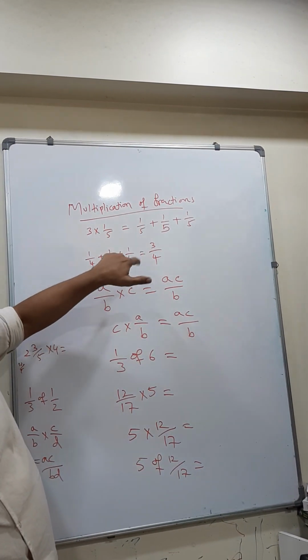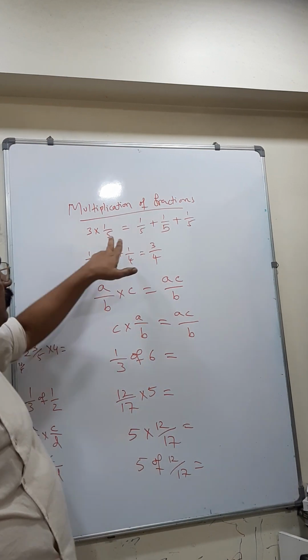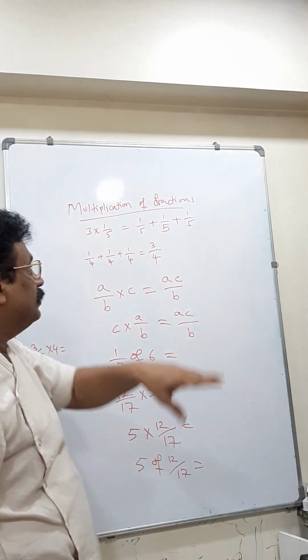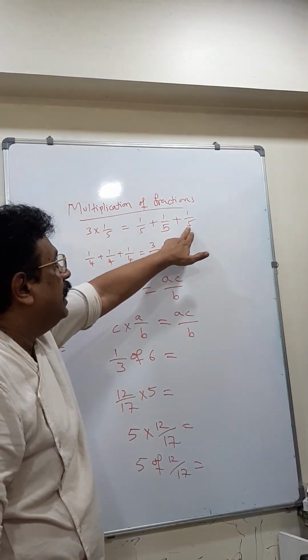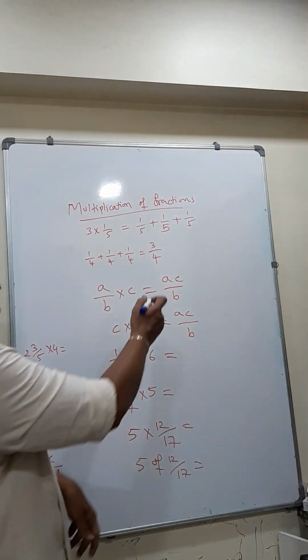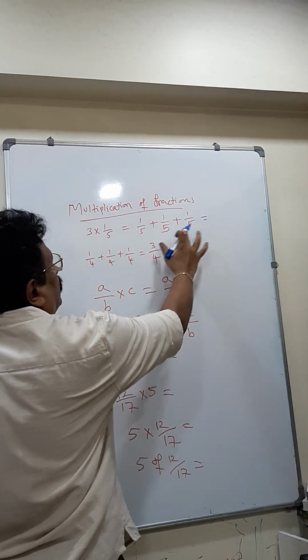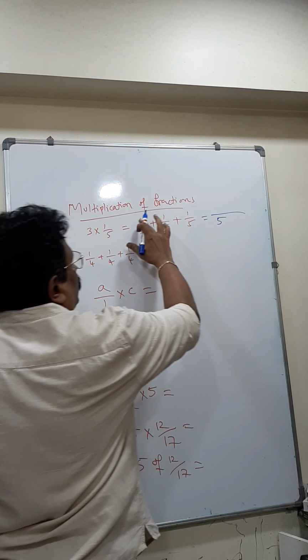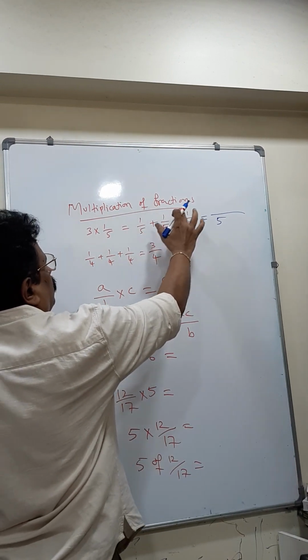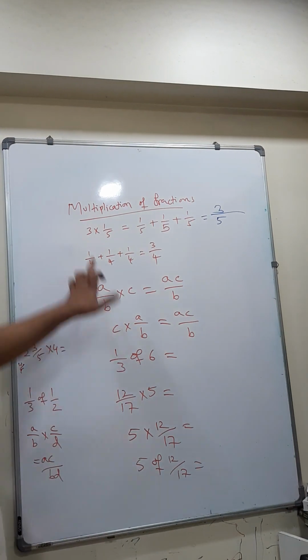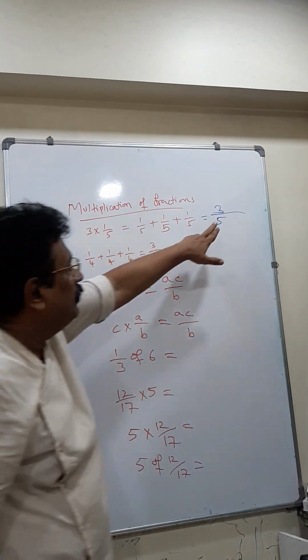3 into 1 by 5 means adding 1 by 5 three times, a repeated addition for multiplication. 3 times 1 by 5 added, that means it is nothing but 3 into 1 by 5. That is equal to, see, the same denominator 5, we just added the numerators, 1 plus 1 plus 1, that is 3 by 5. So 3 into 1 by 5 is nothing but 3 by 5.